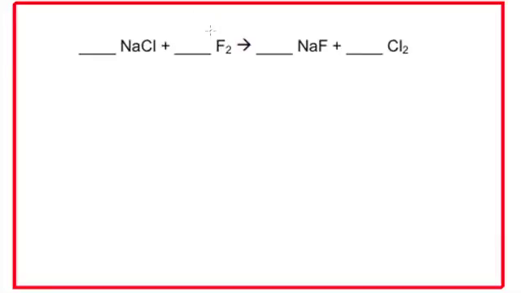So I'm going to do the same thing. These are the reactants that react together, and these are the products that are produced at the end. And I have an Na right here, I have a Cl right there, and I have an F.